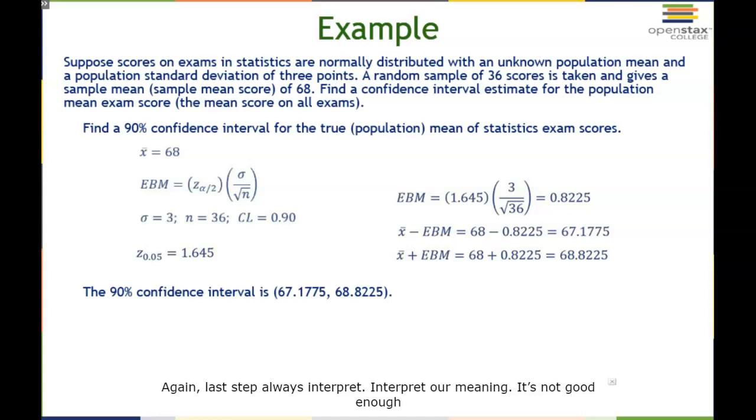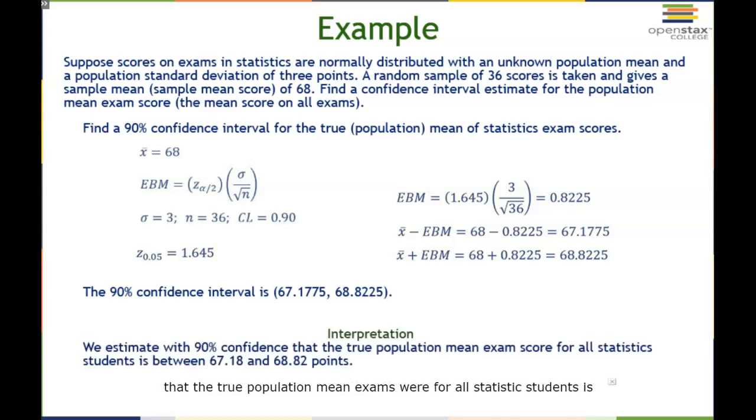Again, last step, always interpret. Interpret our meaning. It's not good enough just to have the interval. We estimate with a 90% confidence that the true population mean exam score for all statistics students is somewhere between 67.18 and 68.82. I just rounded to 2 decimal places.